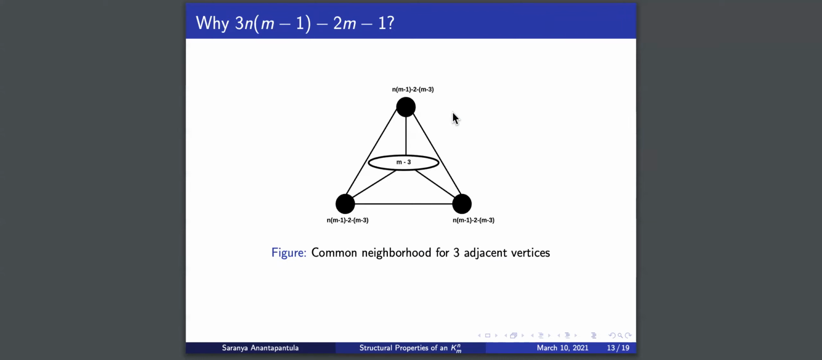So of course, the bound is the basis of this theorem, but again, why is that bound tight? Well, we picked a bound of 3n times m minus 1 minus 2m minus 1, again, because of the common neighborhood of these 3 adjacent vertices. These 3 vertices have m minus 3 common neighbors. So to possibly isolate the 3 vertices, 3n times m minus 1 minus 2m vertices could be deleted. So to isolate at most 2 vertices, the bound 3n times m minus 1 minus 2m minus 1 was the best fit.